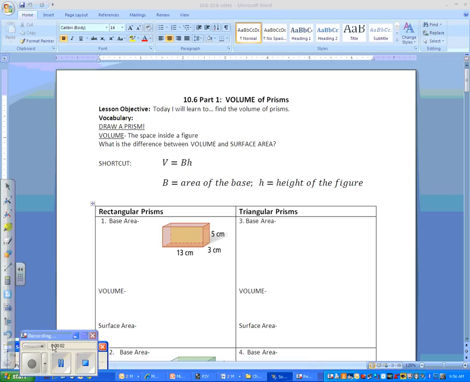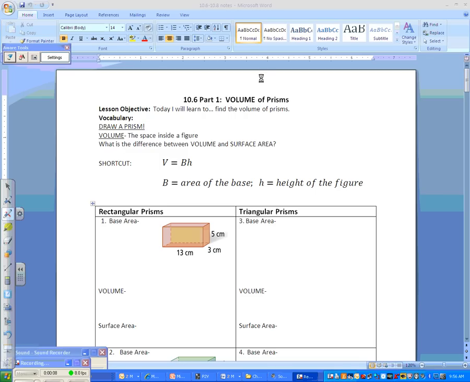Okay, 11.7 is what we're talking about today, and that's again volumes. Volumes, volume of pyramids and cones. And in 10-6, we talked about volume of prisms, and we said that the formula is the area of the base, that's what this capital B stands for, times the height. And that's how we find the volume of prisms and cylinders, because they have two bases.